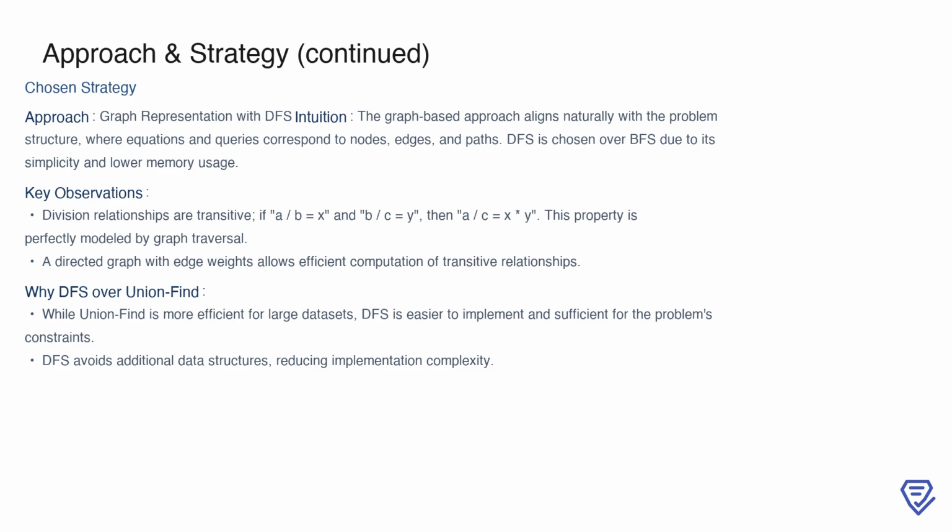This strategy maps naturally to the problem structure, with variables, equations, and queries corresponding to nodes, edges, and paths. The transitive nature of division relationships, where A/B equals X and B/C equals Y imply A/C equals X * Y, is perfectly suited for graph traversal. A directed graph with weighted edges allows us to model and compute these relationships efficiently. While union find is more efficient for very large datasets, DFS is simpler to implement and sufficient given the constraints of the problem. It eliminates the need for additional data structures, reducing complexity while maintaining clarity and effectiveness.